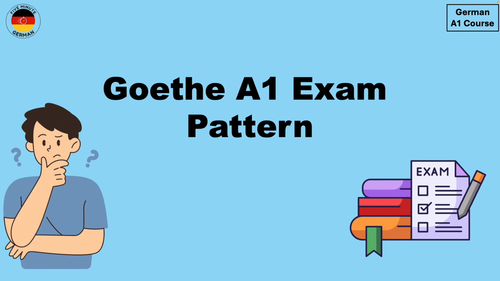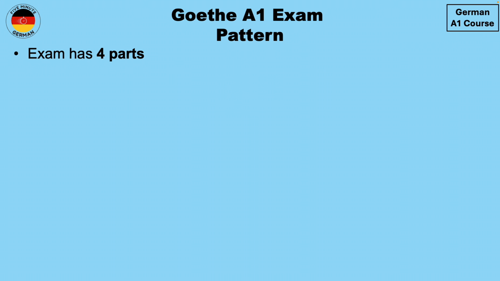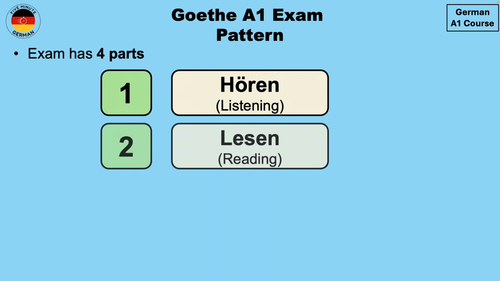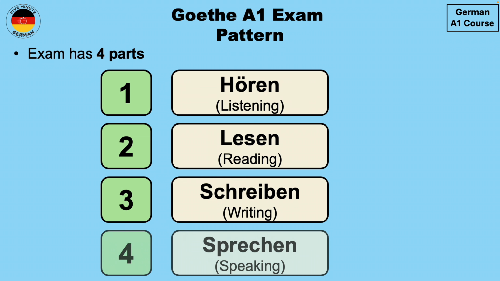The Goethe A1 exam consists of 4 parts. The first one is Hören, which is listening. The second is Lesen, which is reading. Then we have Schreiben, which is writing. And the fourth is Sprechen, which is speaking. So in the exam, these are the 4 parts of language in which you will be tested. Now, how much time do you have for each of these sections?